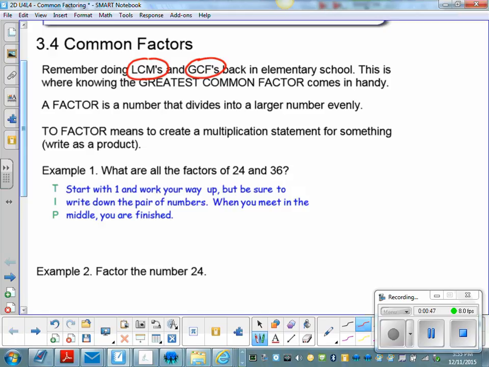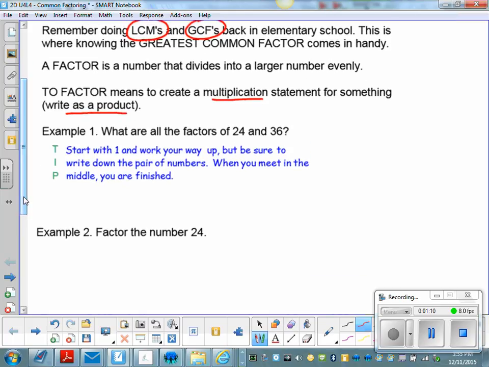So a factor, some definitions here. A factor is a number that divides into a larger number evenly. And to factor means to create a multiplication statement for something. And that's the same as just writing it as a product. So we know that product means multiplication. So we're going to start in example 1 here and talk about writing the factors of these two numbers.